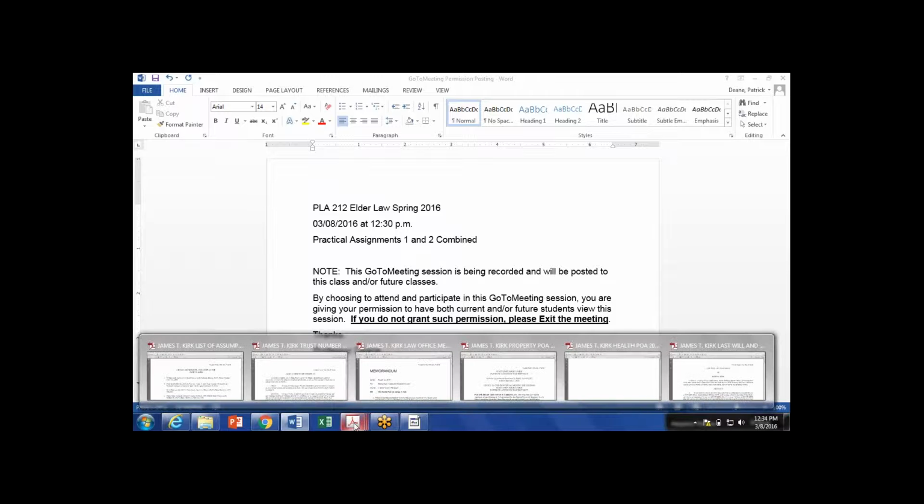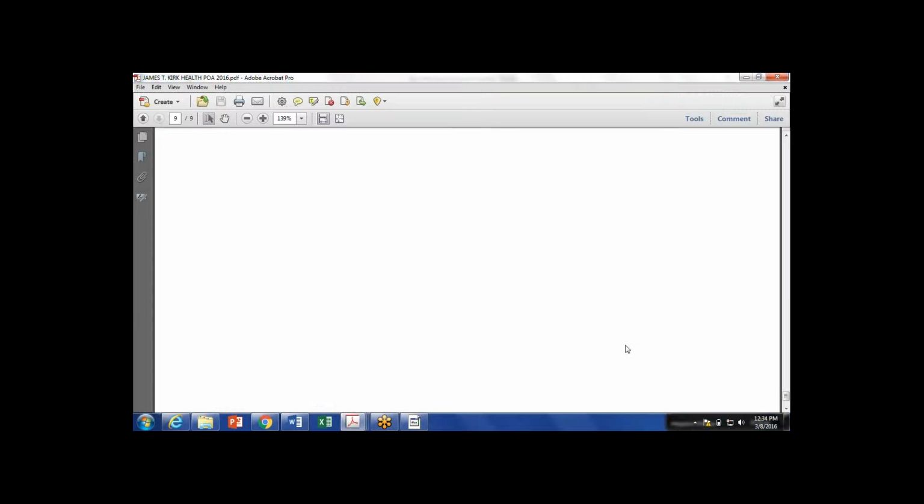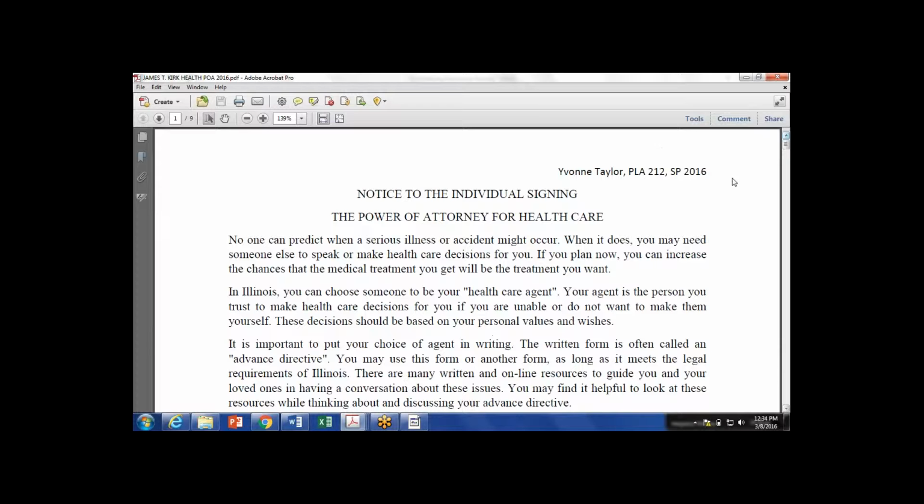I didn't look at all your documents. I looked at a couple of them because I just ran out of time. So let's look at your healthcare power. I'll go from easiest to hardest. So the healthcare power of attorney, I took a look at. You should see it on your screen.